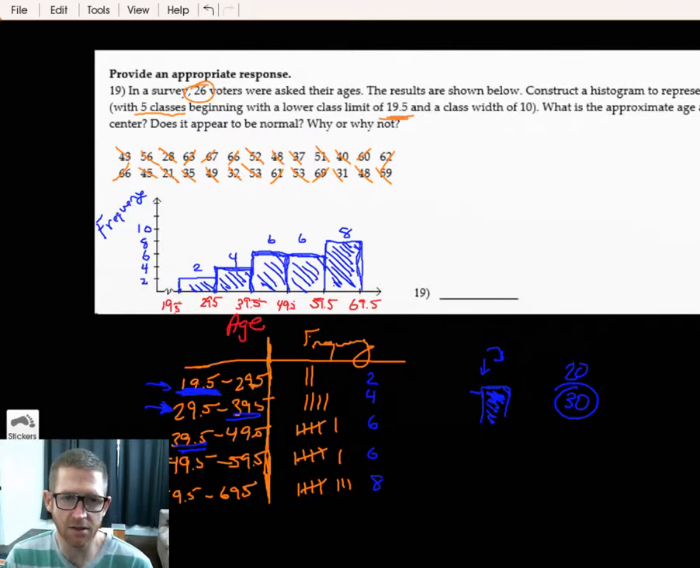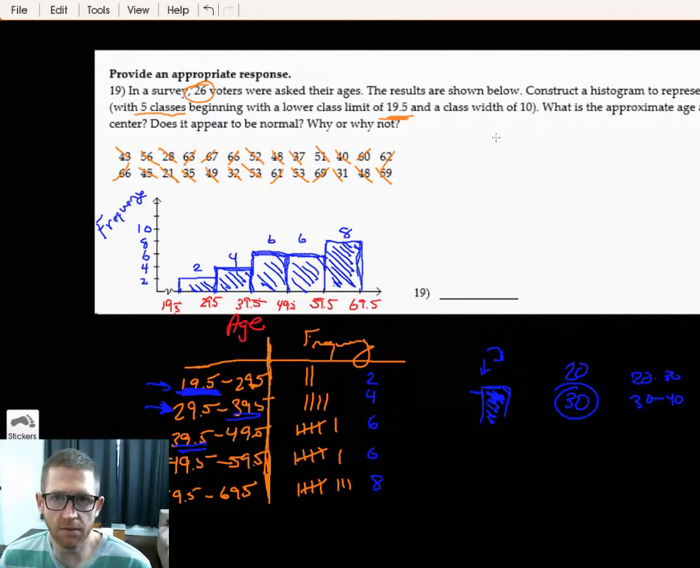That would change, and it would be slightly confusing, if our class boundaries were 20 to 30 and then 30 to 40, or 20 to 29 and then 29 to 30, 30 to 40. So where would 30 fall? It would be kind of confusing. So that's why we start at 19.5.